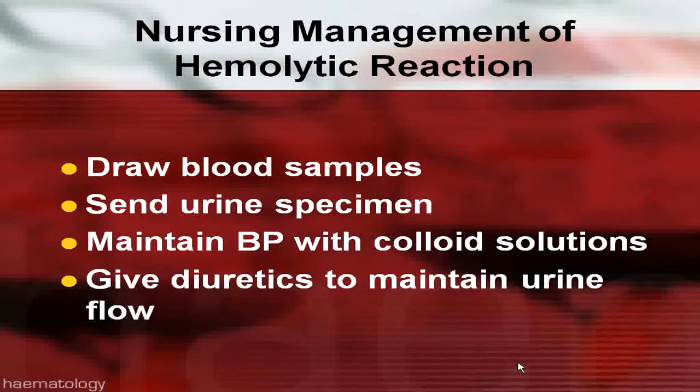Because you stop the blood, you can switch them over to some other solution to keep the blood pressure up. You're probably going to be giving them diuretics because you want to keep the urine flowing through. You want to put all this stuff through the glomerulus to cut down on the damage that could occur.